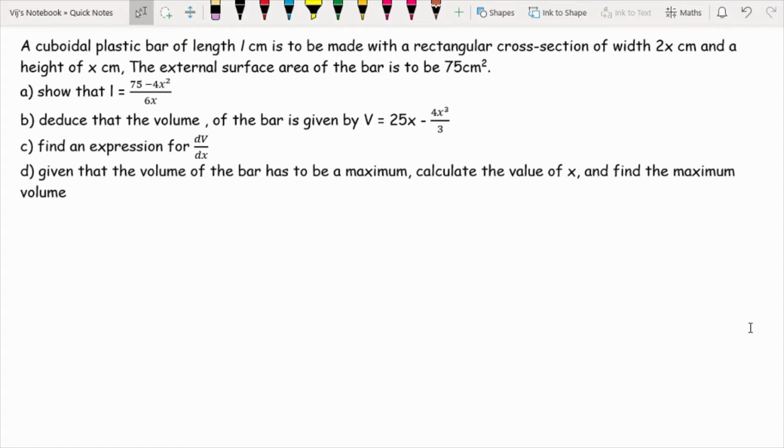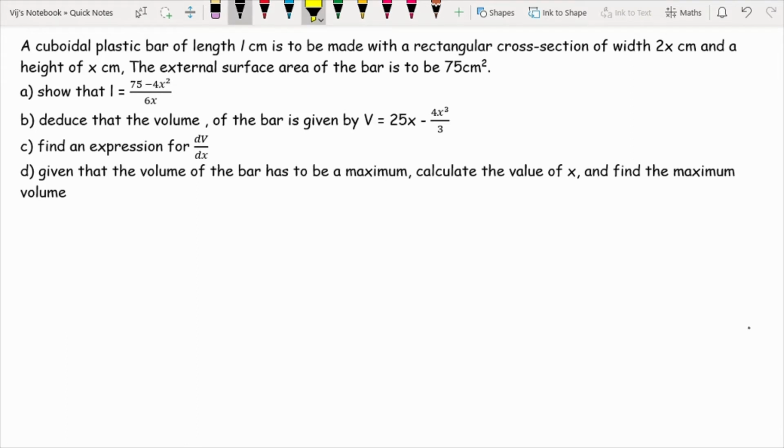B is then deduce the volume of the bar is given by V equals 25x minus 4x cubed over 3. Then we need to find the expression for dV over dx, and then finally, given that the volume of the bar has to be a maximum, calculate the value of x and find the maximum value. So how this relates to the previous example is that part D was what we were asking for, but in this question we've been asked to do a bit of working around and analyse this problem before we get to that stage.